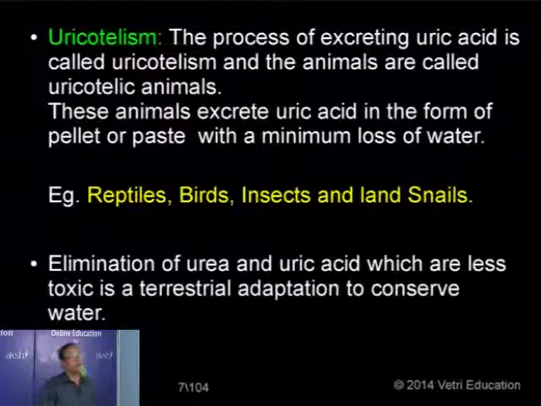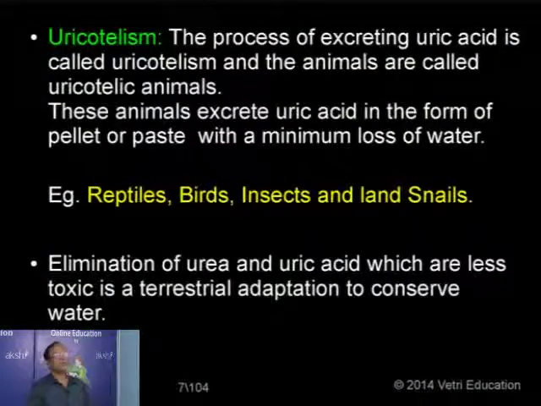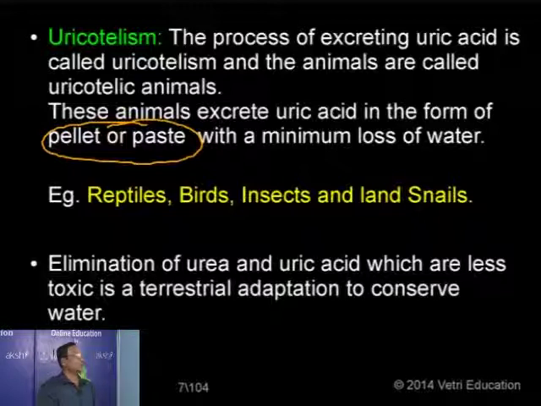Now uricotelism. This is another process of elimination of another waste product, namely uric acid. The process of excretion of uric acid as a waste product is called uricotelism, and the animals are called uricotelic animals. It is the least toxic. Normally those animals excrete uric acid in the form of pellets or paste, with a minimum loss of water. So this is one of the adaptations for terrestrial habitat.